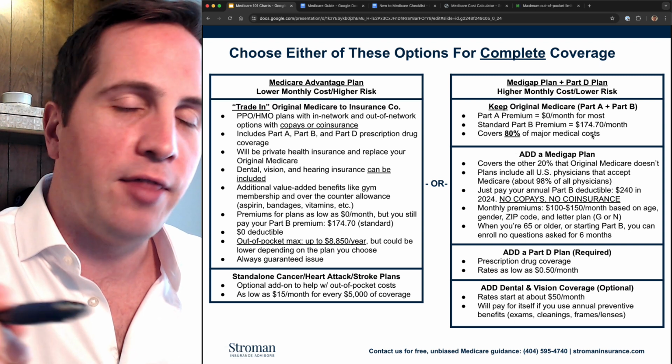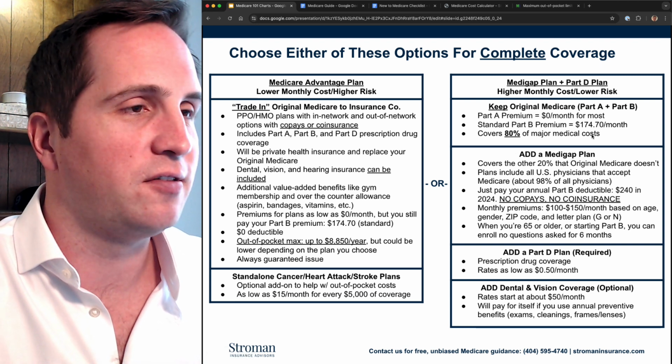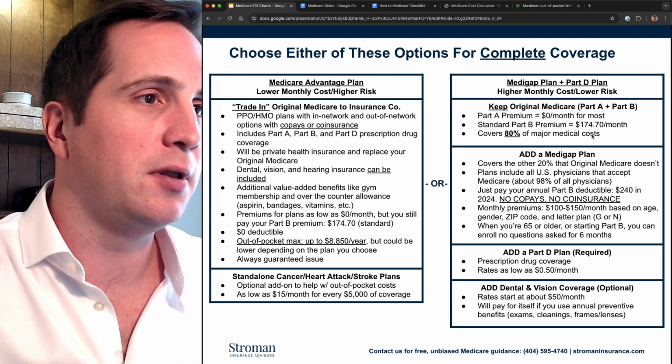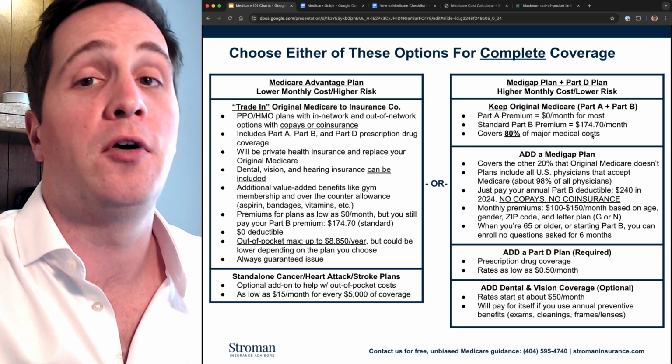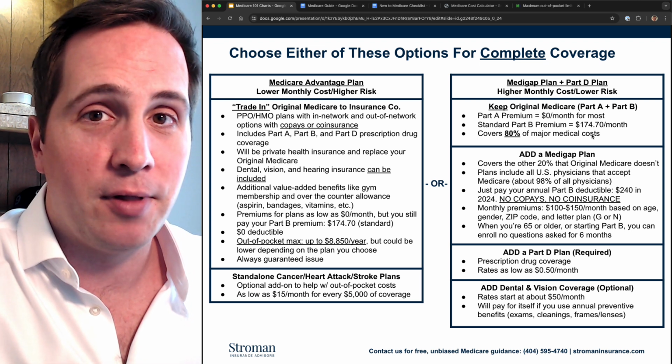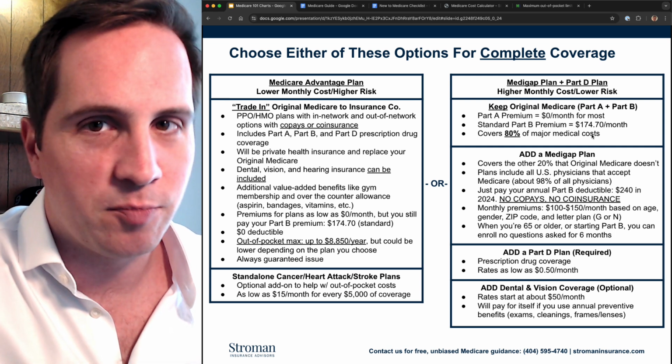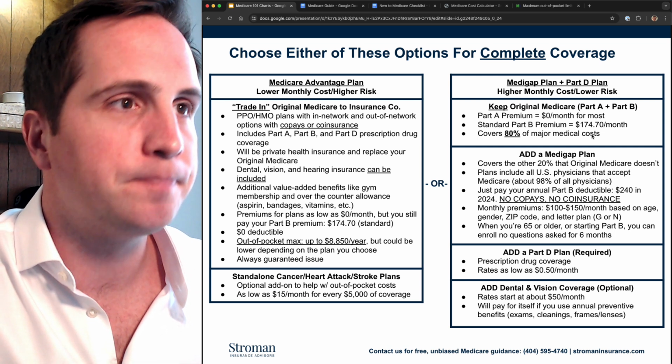And then that 80% of major medical costs that Part A and Part B cover, great, you're good with that, but you've got the 20% that you're still on the hook for. And that's what a Medigap plan or Medicare supplement plan does for you. It takes care of the vast majority of that 20% for you.